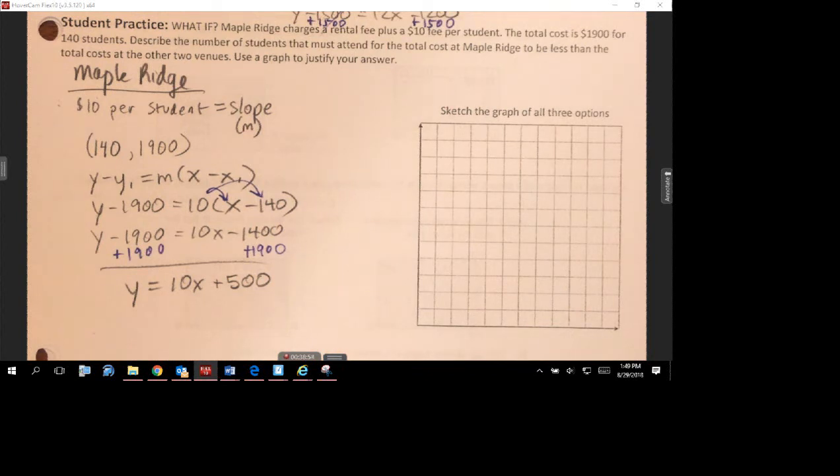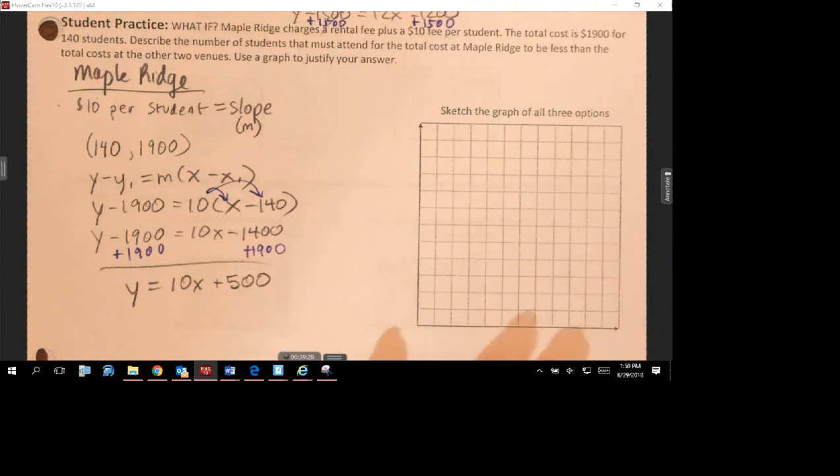Now we're going to graph. Describe the number of students that must attend for the total cost of Maple Ridge to be less than the total cost of the other two venues. Let's graph and look at the graph first. I can show you algebraically as well. Well, let's look visually. So we're going to graph all three of them. If you want to dot one and dash another, or do different colors, so you can tell which is which.